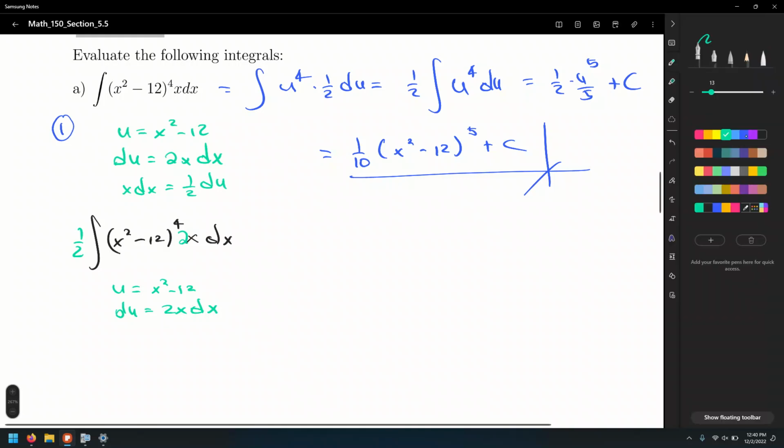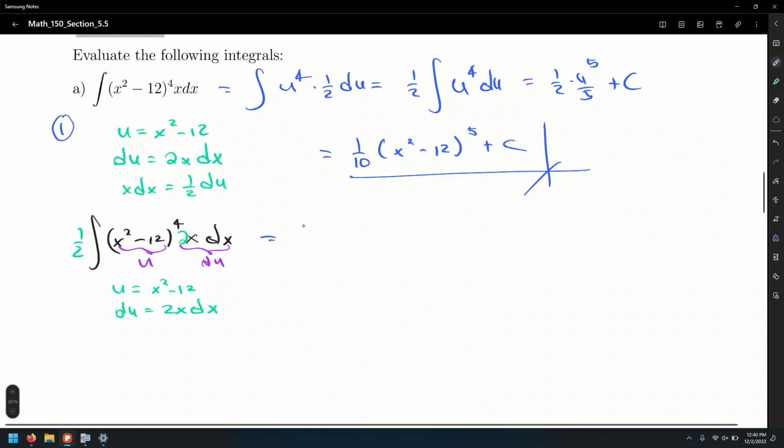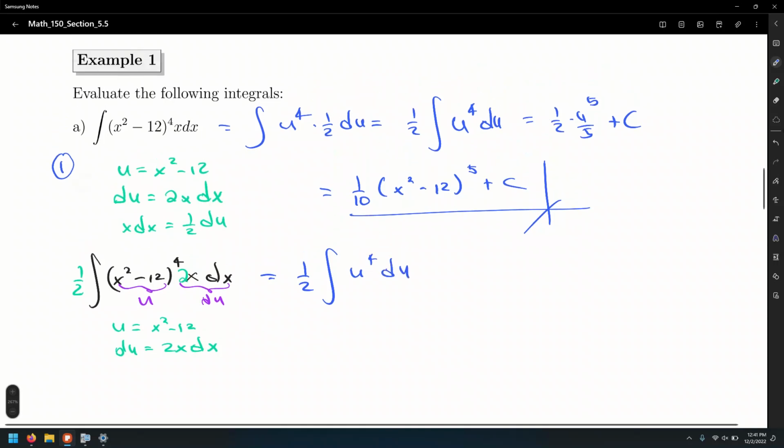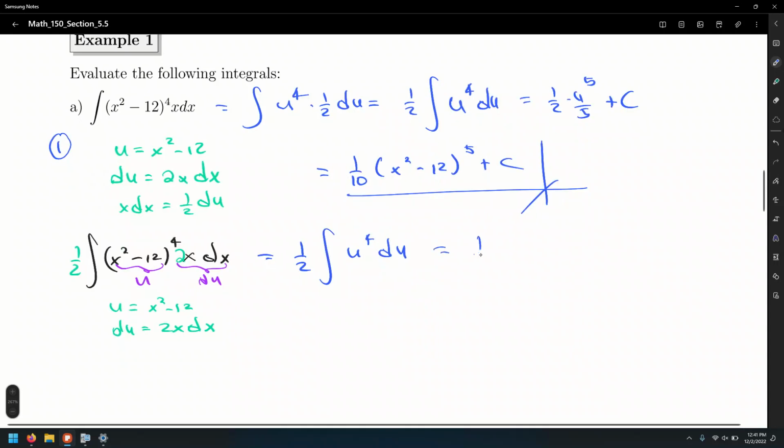So in this case, this whole thing becomes du, and this whole thing is u. And that's 1/2 the integral of u to the 4th du, which essentially, isn't it the same as what we got before? All right? And that's 1/10 u to the 5th plus c, and 1/10 (x squared minus 12) to the 5th power plus c. Same result. A different way to go about it.